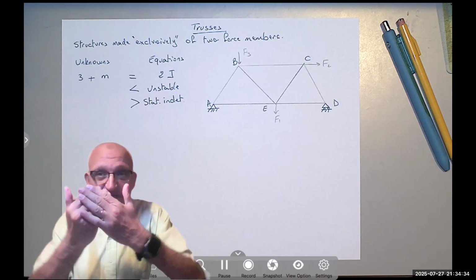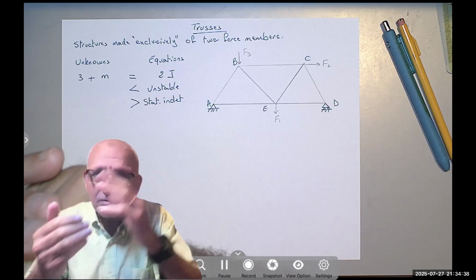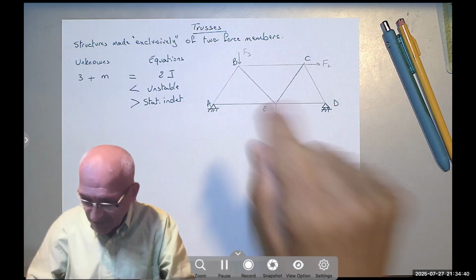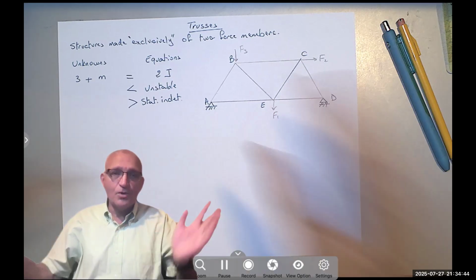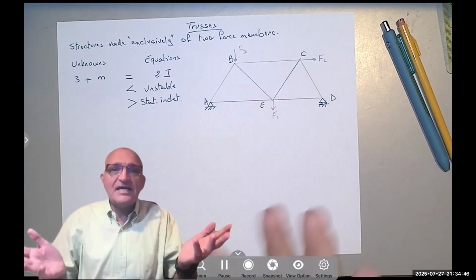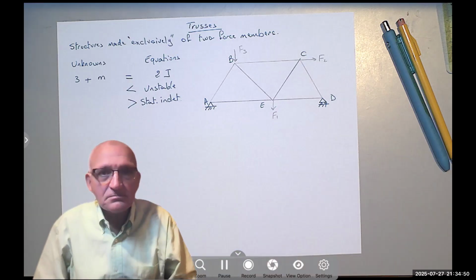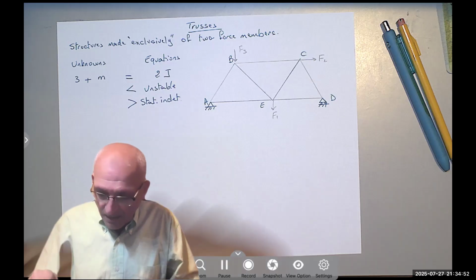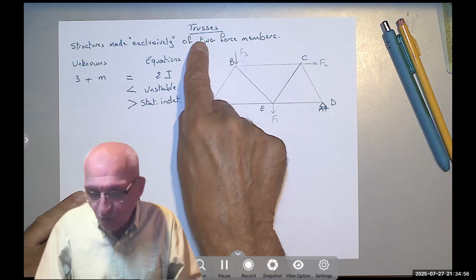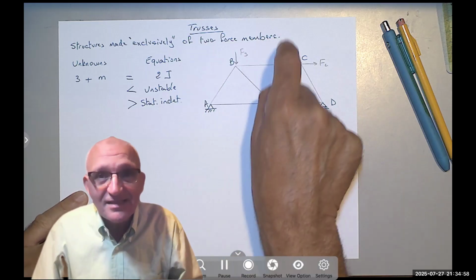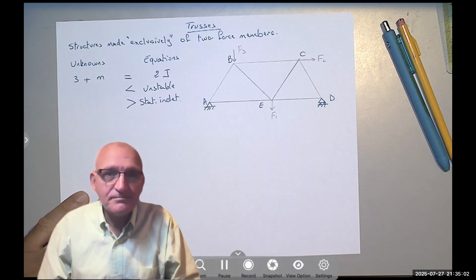Otherwise, if there is friction, notice the friction resists the rotation, so there would be moments at B, moment at C, moment at E. Oh my God, moments at A and D. And in that case, we say, oh, I can't even touch it. So they are structures made exclusively of two-force members connected by frictionless joints.